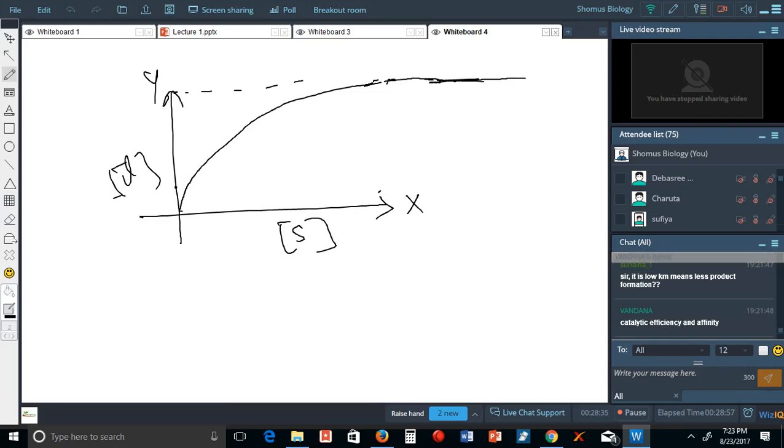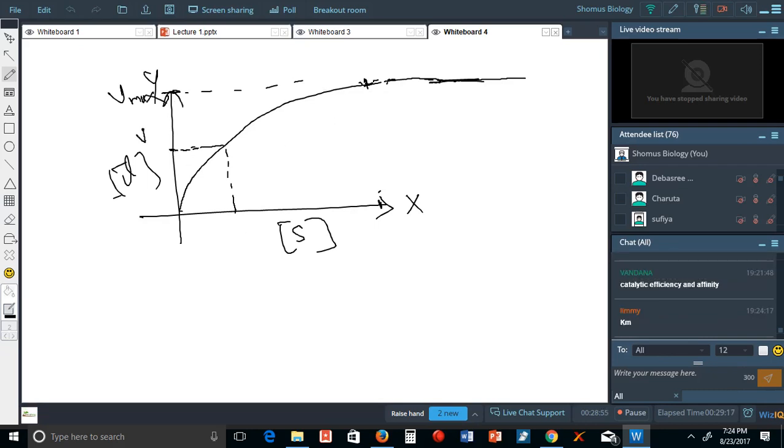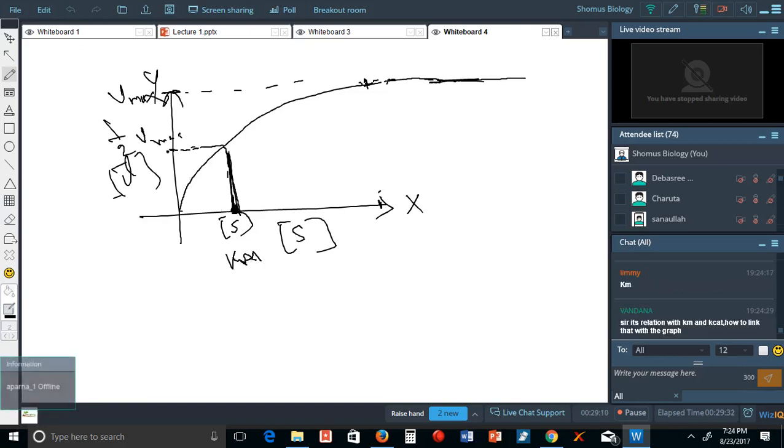Now at this point, this is the maximum velocity that can be achieved, reached at a high substrate concentration. This is half of the maximum velocity. If I drag this line to the substrate concentration axis, we find the substrate concentration value, we call it Km. So Km is the substrate concentration at which half of the maximum velocity is achieved.